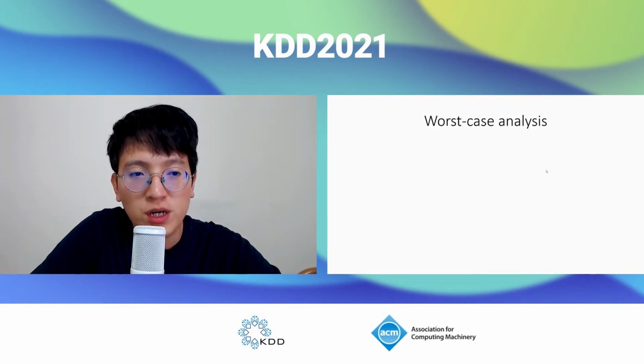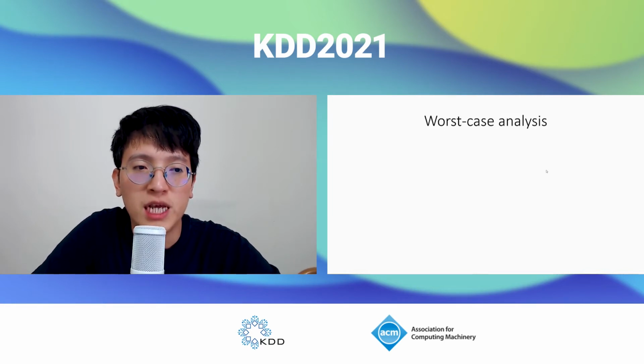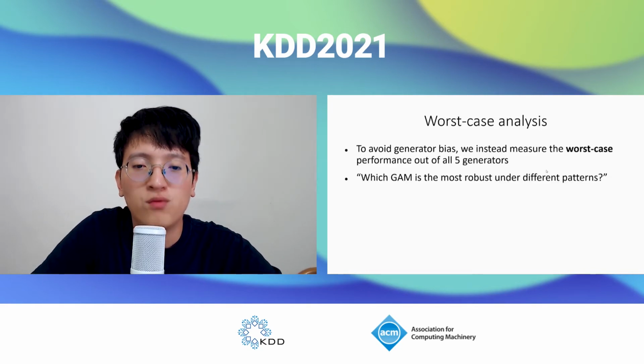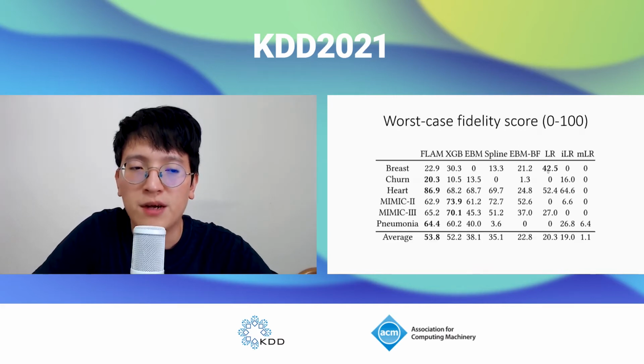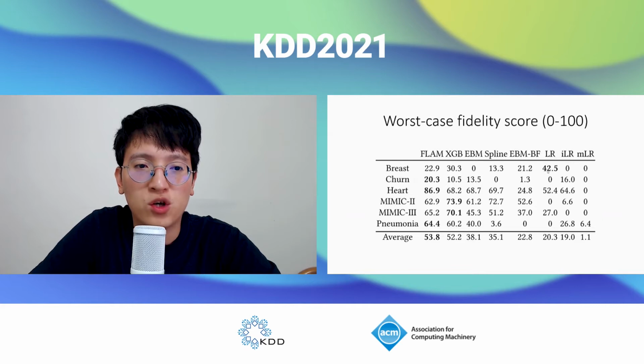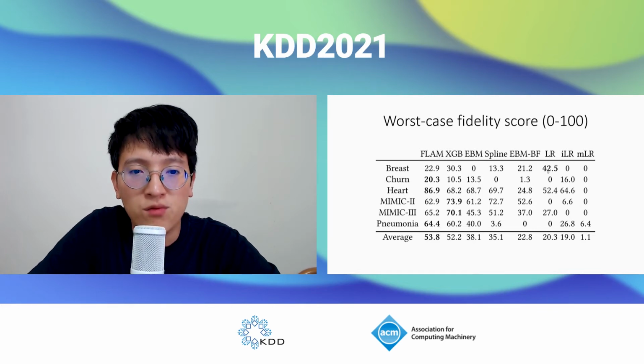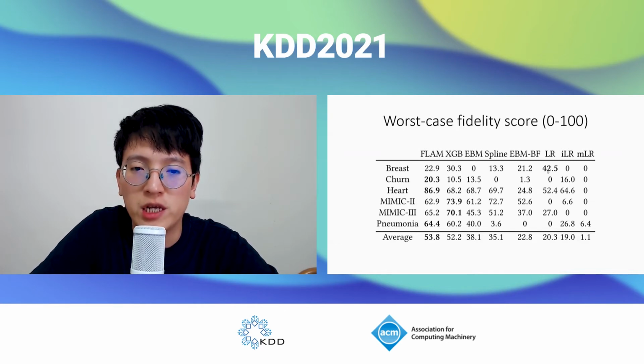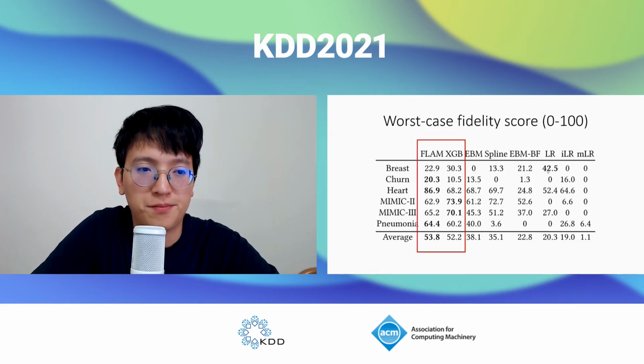So to avoid generator bias, we instead measure the worst case performance out of all 5 generators. So we're basically asking which GAM is the most robust under different patterns. Here we show the worst score among 6 datasets, where a higher number is better, and we sort the numbers from left to right from best to worst. And again, we see that FLAM and XGBoost perform the best in this worst case analysis, which is the same as our previous bias and variance analysis.